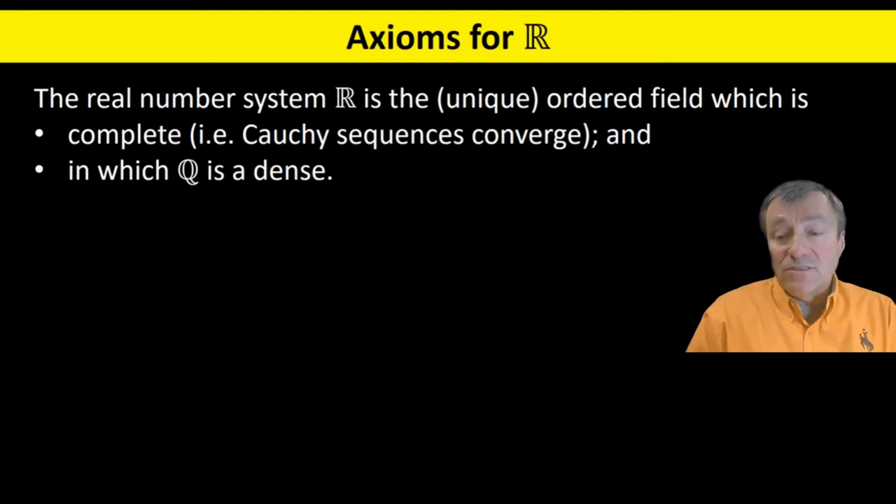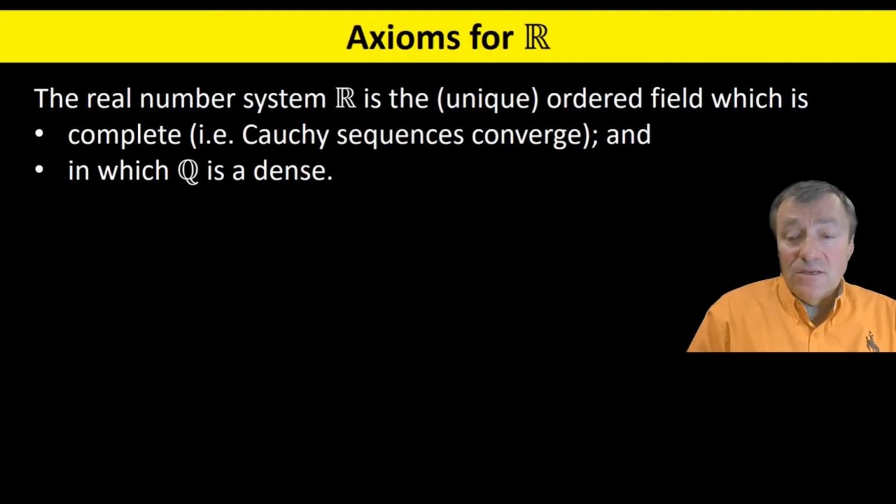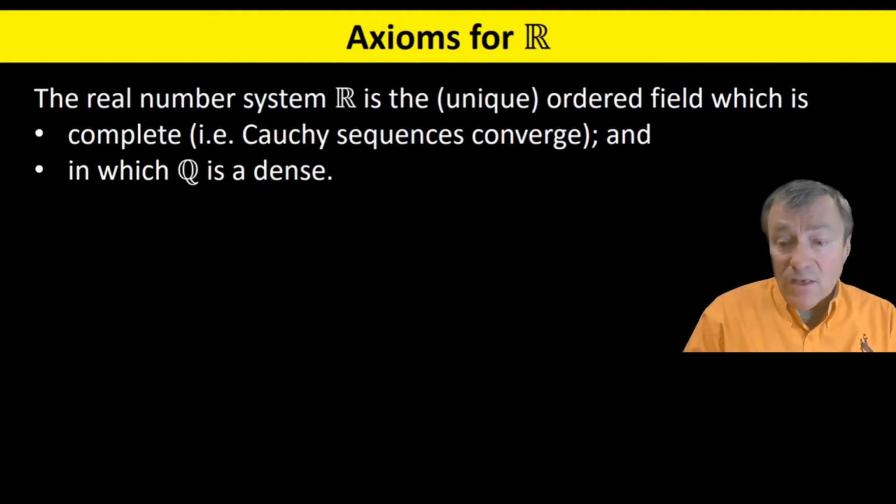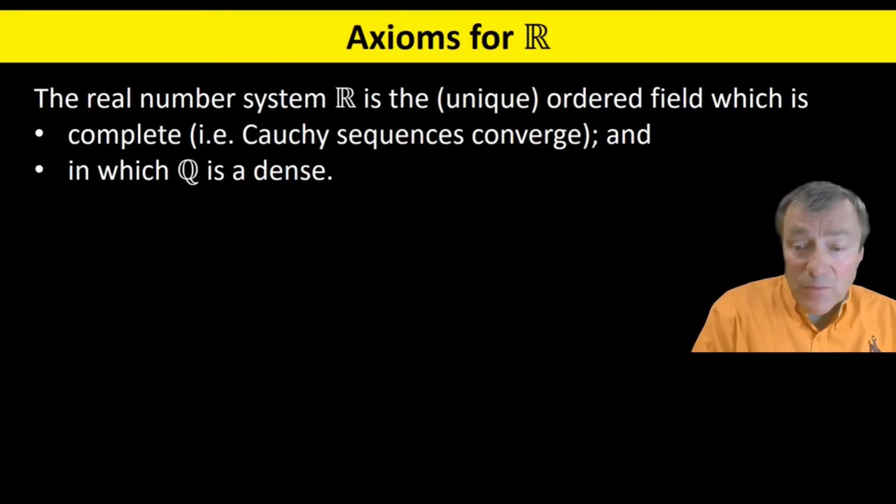This set of axioms, taken together, will tell us exactly what we mean by the real number system. In other words, the real number system is the one and only number system satisfying these properties: an ordered field, which is complete, and in which the rationals are dense. So, unlike our previous axioms for field theory, which described a large class of fields, these properties tell us exactly one and only one field, the real numbers.